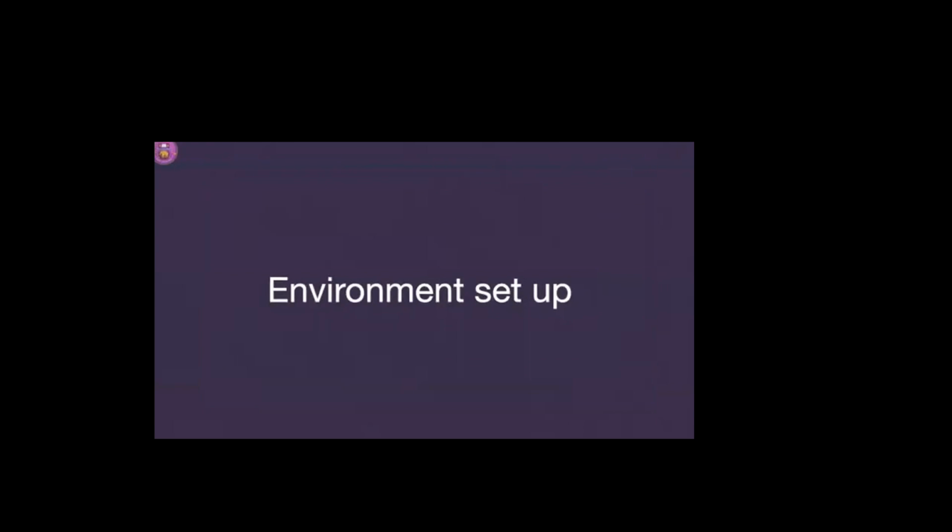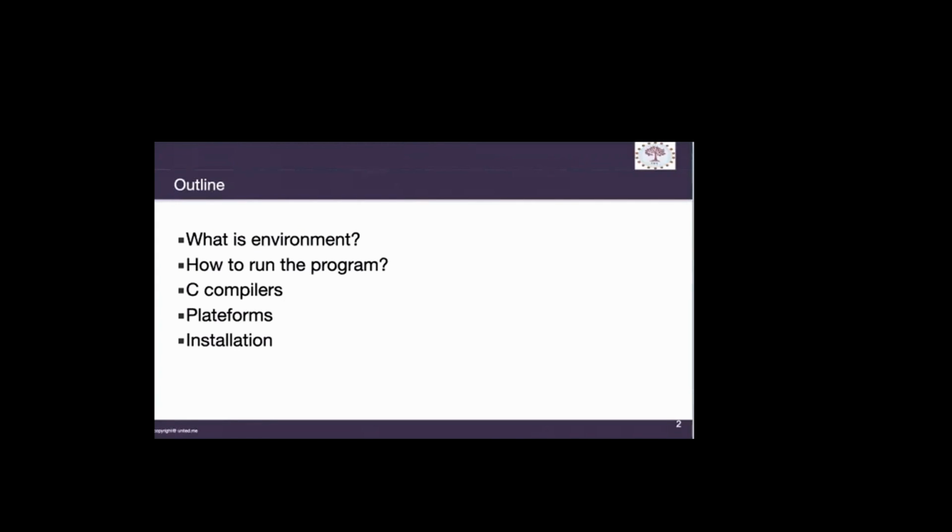Okay, so in this slide, I'll discuss what is environment, how to run C program, what is C compiler, what are the platforms and installations. So suppose you have your computer system and you want to run. So you can have basically three types of classification in your computer systems.